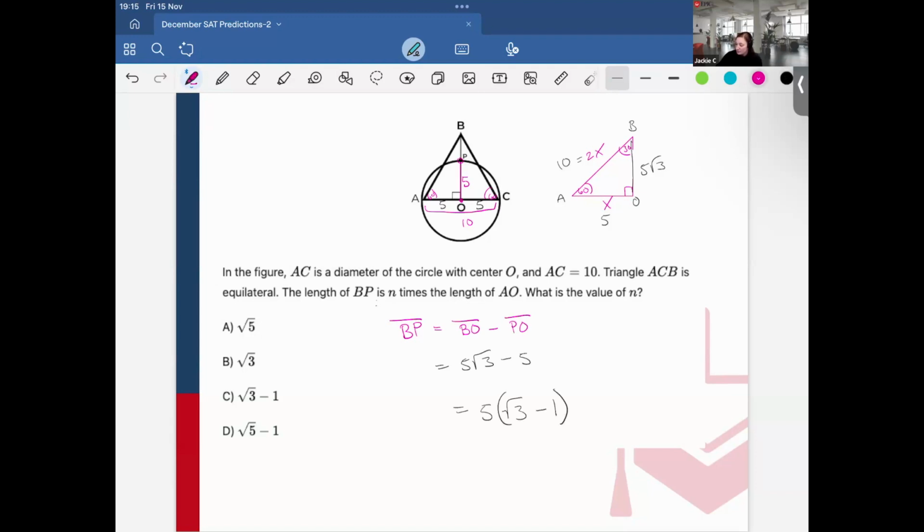And it asks me BP, this is BP, is n times the length of AO. I know AO is 5, so 5, this is square root 3 minus 1 times the length of AO. And therefore, our choice would be correct choice C. Oh my goodness, how amazing.